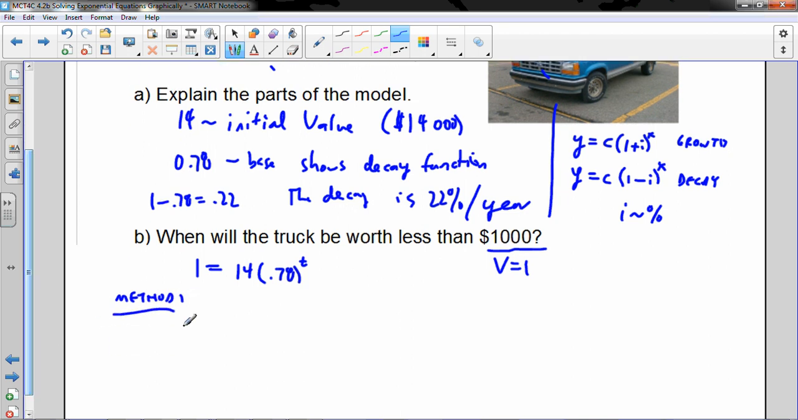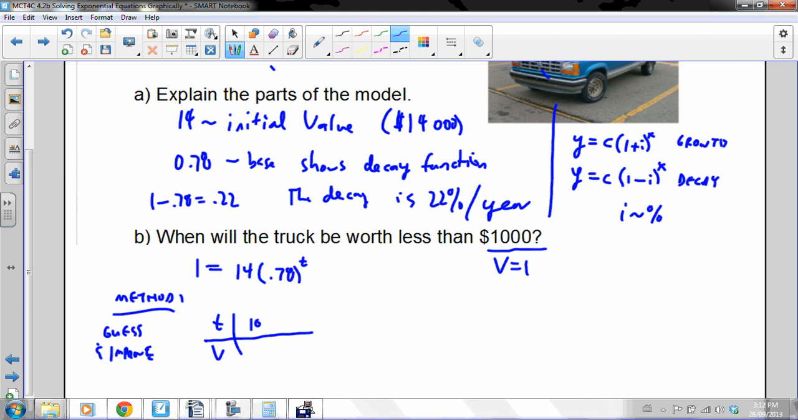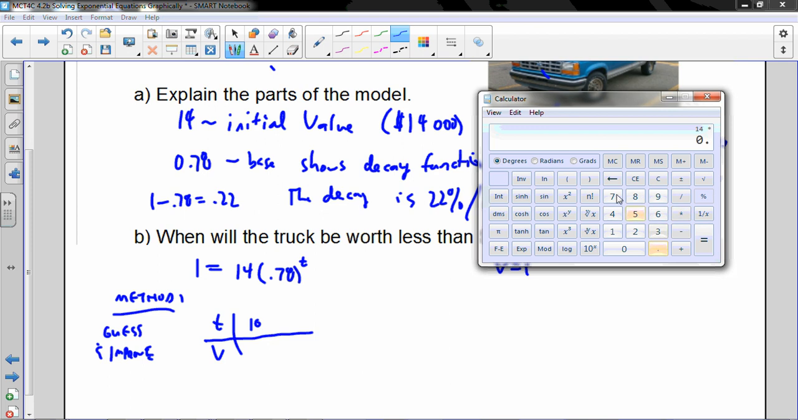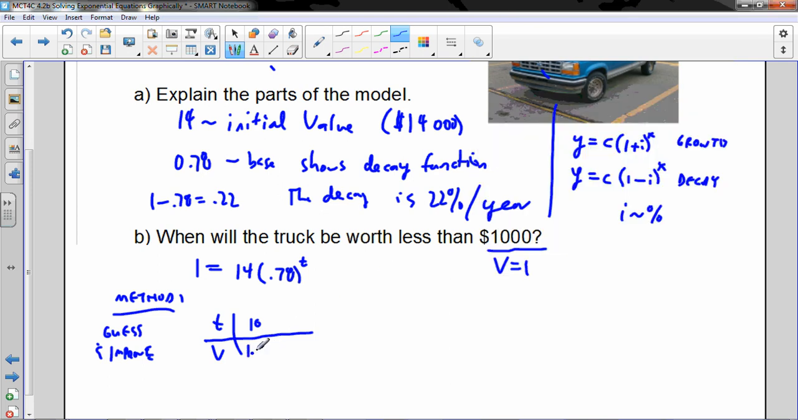I'm just going to start us with this one, and then I'm going to do the one that I like the best. You could use your scientific calculator. So this is guess and improve. Right, so you guess, maybe it'll take 10 years. And then you fire that into a calculator and see how close to 1 you get. Well, let's see. If I go 14 times 0.78 to the exponent 10, I get 1.16. So it's still worth over $1,000. So then I want to go, well, maybe 12 years. And then I adjust my other guesses after that.